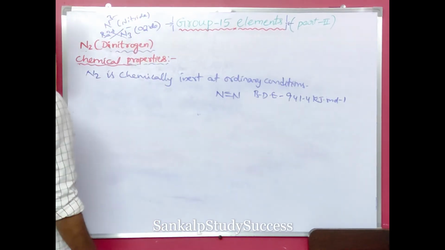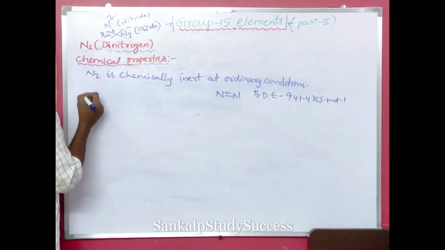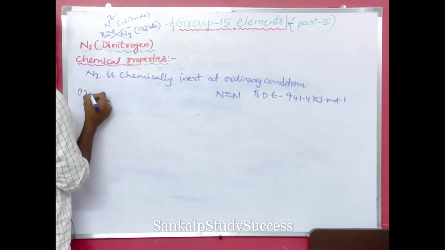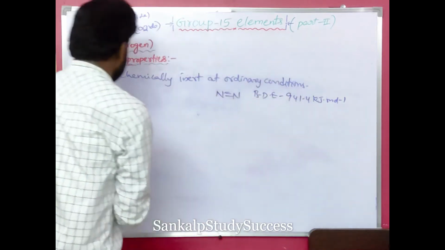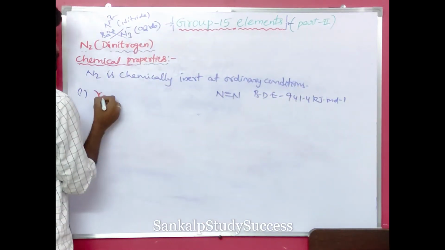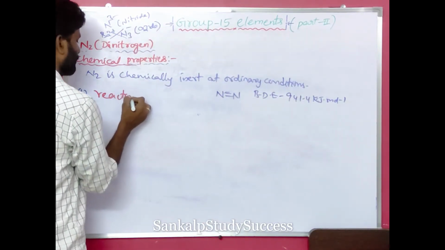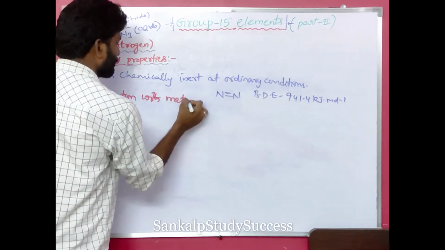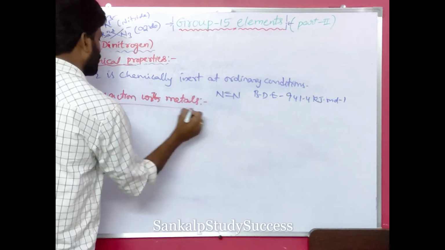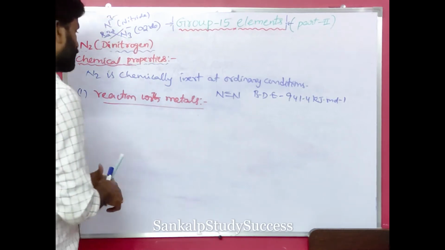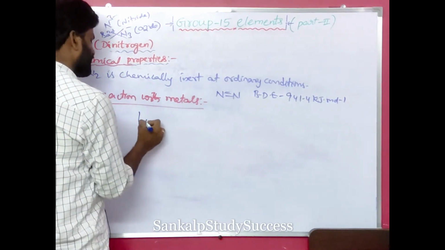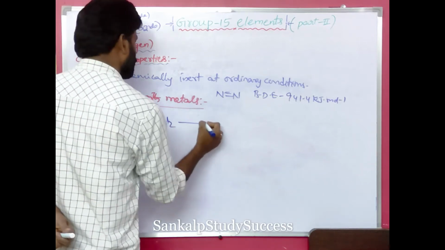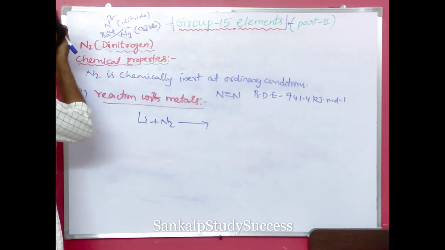But it reacts with some metals at high temperature. So first one, reaction with metals. It reacts with lithium. Lithium is the metal. So what happened? Lithium nitride is obtained.